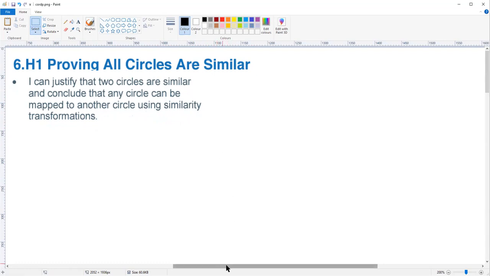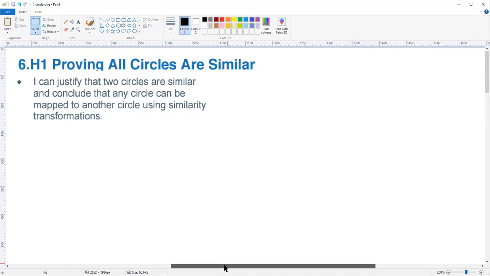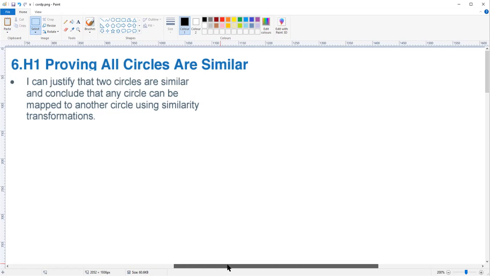because they can undergo all sorts of transformations, and you can map one onto another. The big one being dilations, right?